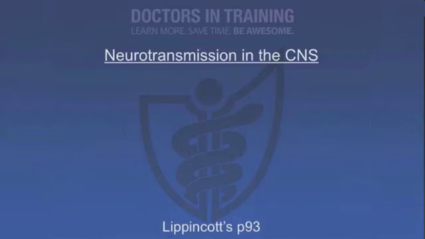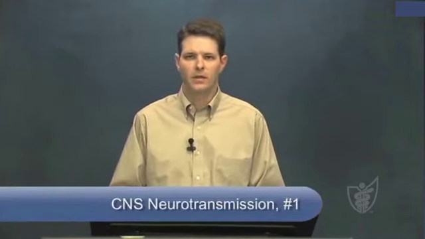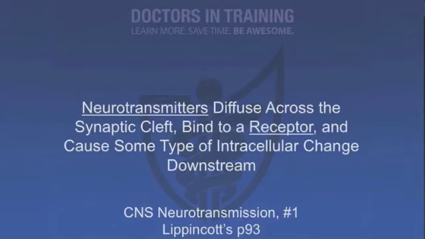We're going to be talking now about diseases of the central nervous system, so we need to talk about the main differences between the CNS and the autonomic nervous system. The basic functioning of the central nervous system is very similar to the autonomic nervous system. You have neurotransmitters that diffuse across the synaptic cleft, bind to a receptor, and cause some type of intracellular change downstream. There are several major differences, though, between the central nervous system and the autonomic nervous system.